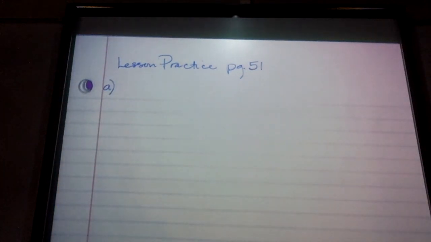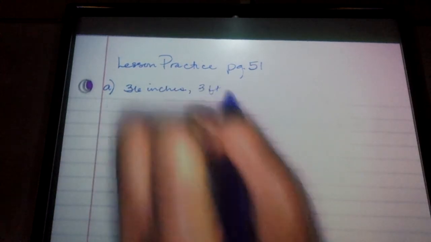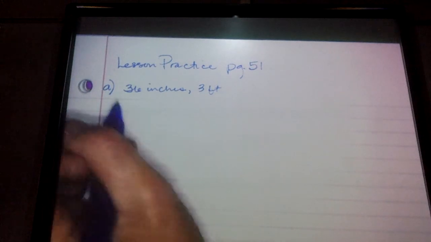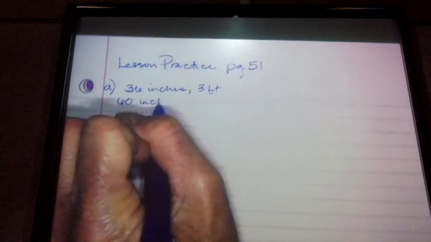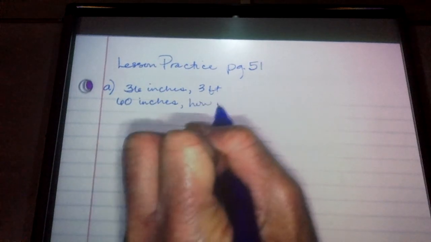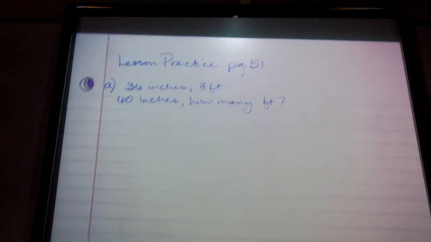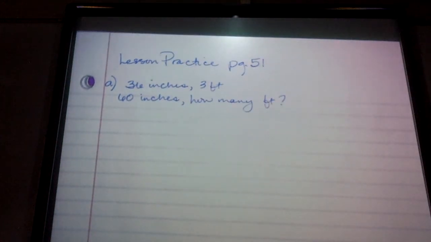And here we go. So part A told us the number of inches varies directly with the number of feet. If a board measures 36 inches, it measures 3 feet. If a board measures 60 inches, how many feet? So, hopefully you guys know the conversion there, right? There are 12 inches per foot. So you can set it up either way.